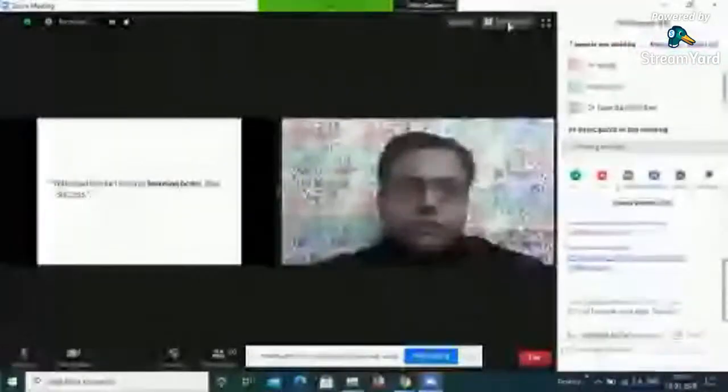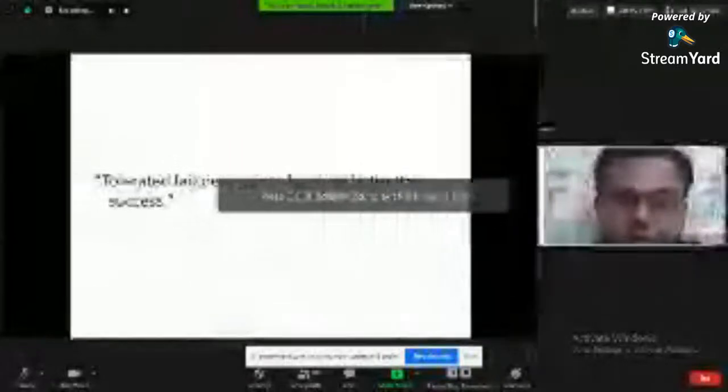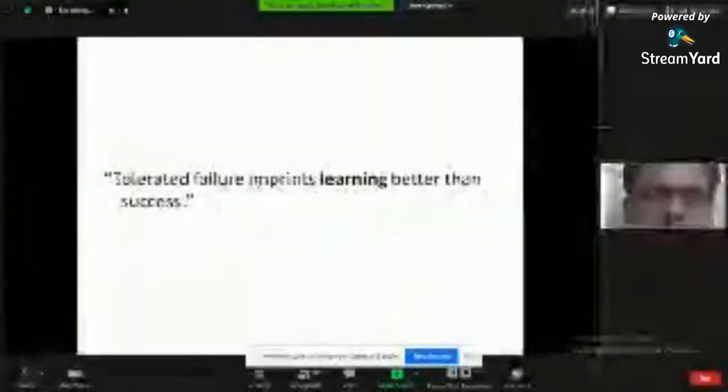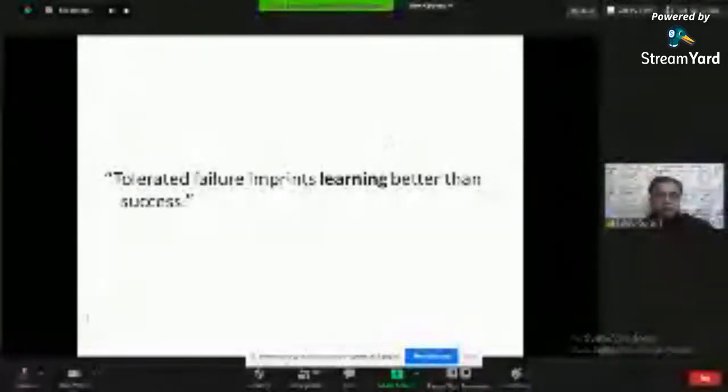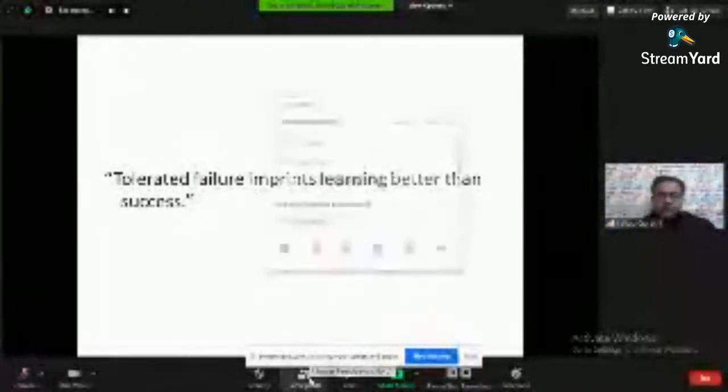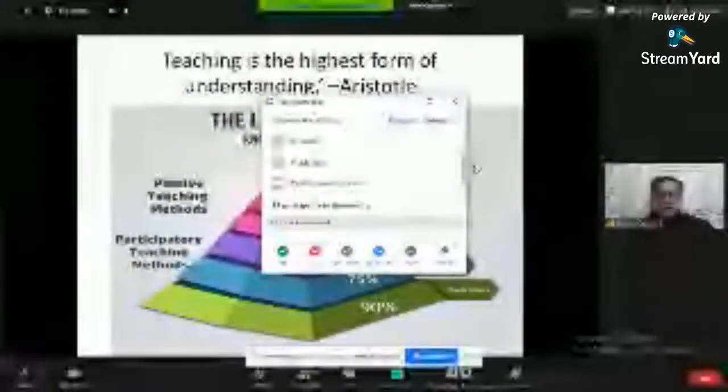This is a small quotation. Before starting our session, I would like to share with my students who are in the process or journey of their learning. So have this as a positive attitude or positive impact on your learning process. And I would love to share this pyramid, which is called a learning pyramid.